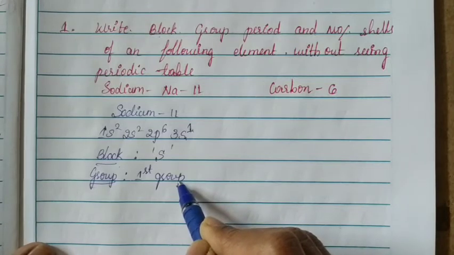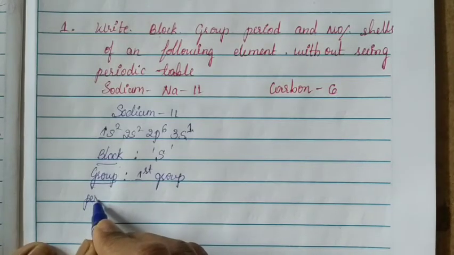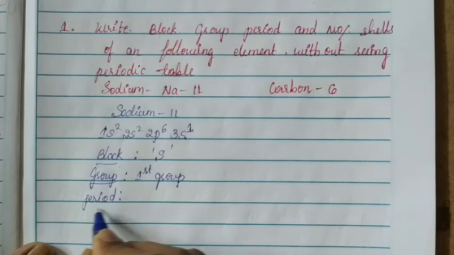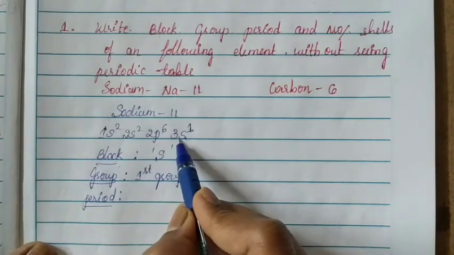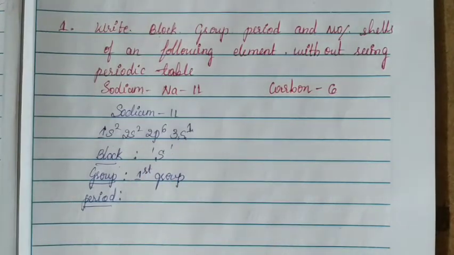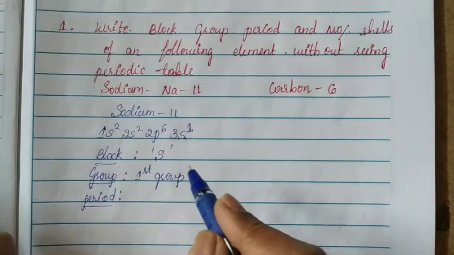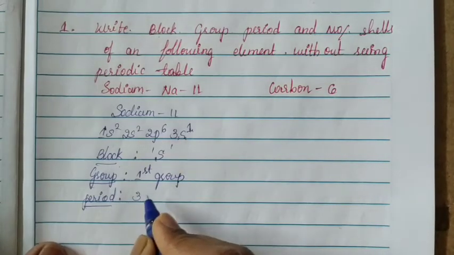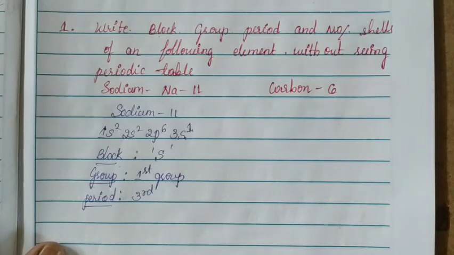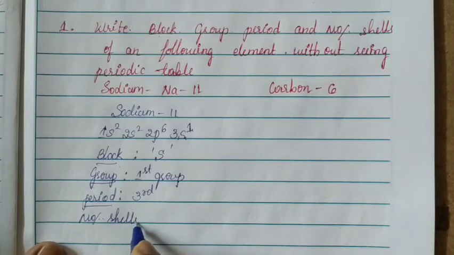Next, now come to the period. Yes, children, what is the highest number here? 3. The number indicates the main shell. The main shell is nothing but the period number. Here it belongs to the third period. And the number of shells: the period is nothing but the number of shells. Here it has 3 shells.